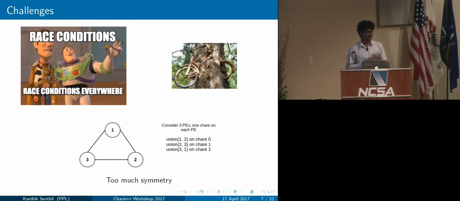Asynchronous execution brings with it a bunch of race condition problems. And our biggest challenge was to prevent the formation of cycles in our asynchronous tree construction. So consider this simple triangular graph containing 3 vertices and 3 edges, and each vertex on a different chare on an independent PE. So let's say that your first chare receives a union operation between vertex 1 and vertex 2. So this is going to make your vertex 2 point to vertex 1.